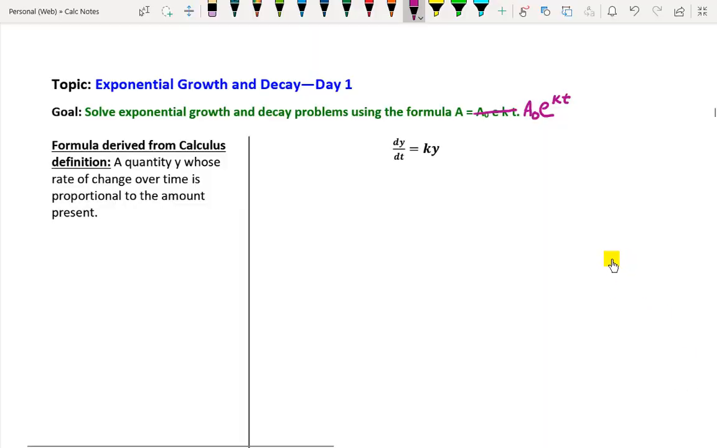Okay, so here we are. We're going to talk about exponential growth and decay today, and we're going to start off with deriving the formula that you see up at the top here, and you'll notice I've changed it.